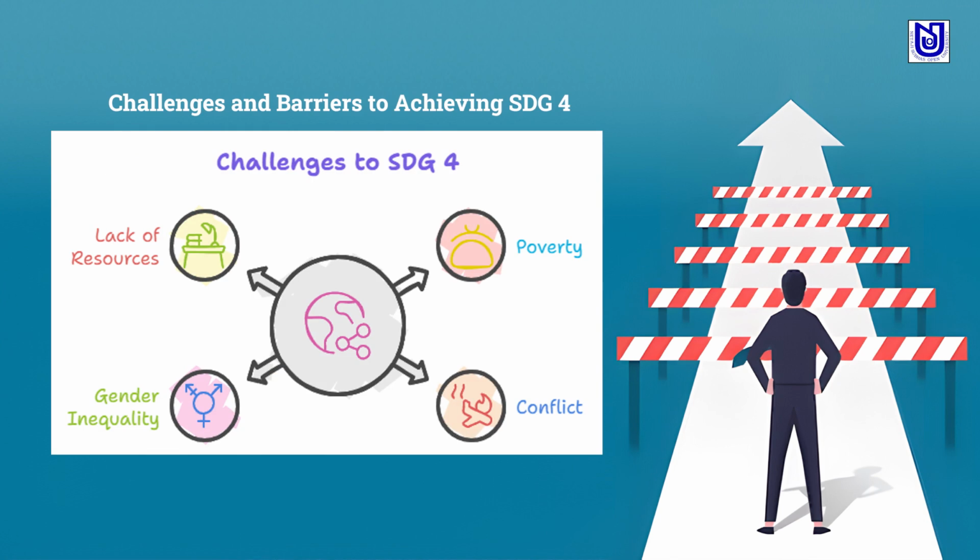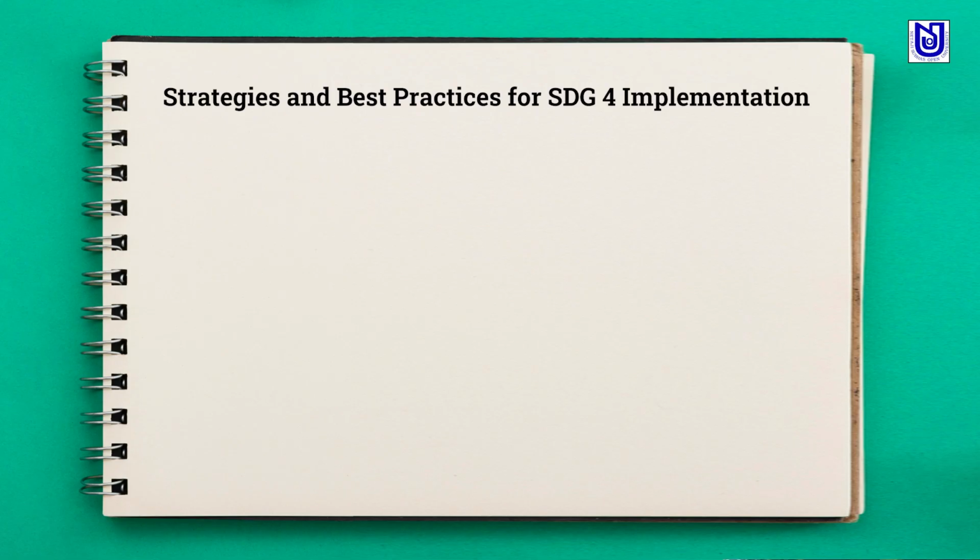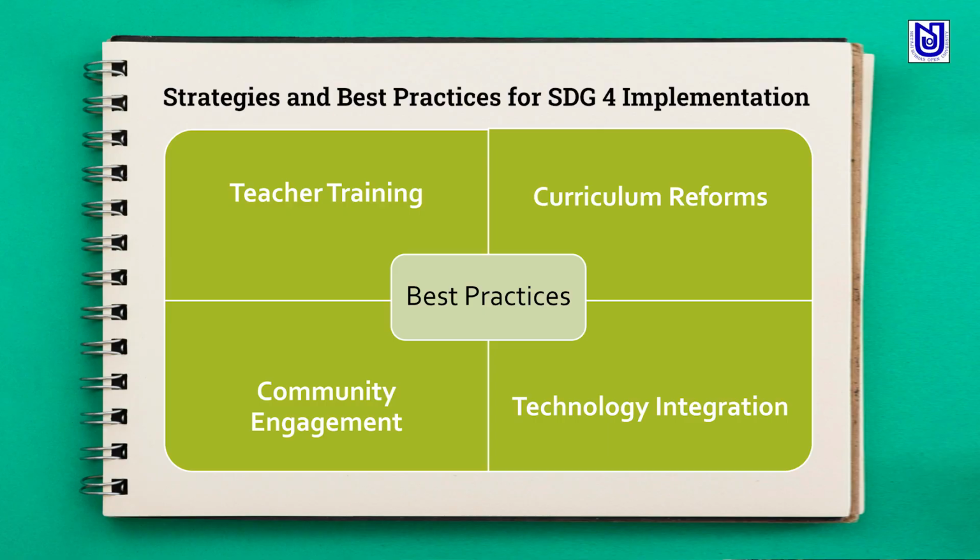Now come to the challenges and the barriers to achieving SDG 4, and these rest on lack of resources, gender inequality, poverty and conflict. Now what will be the strategies and best practices to mitigate these challenges? First, teacher training, curriculum reforms, community engagement, technology integration, and best practices. And best practices means combining all four strategies to create a holistic framework for achieving SDG 4 that will emphasize inclusivity, innovation, and lifelong learning.